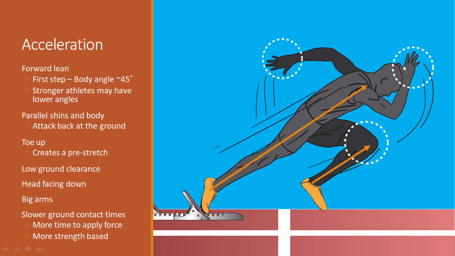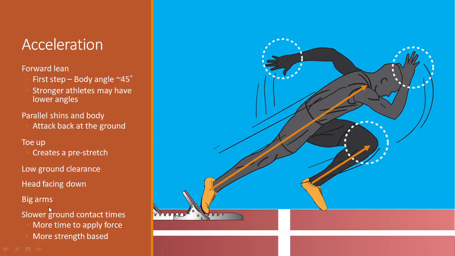The head's facing down, so his eyes are pretty much facing the ground, and it's not that he's intentionally bending his neck to look down. His head's still in a fairly neutral position. It's just that because of his body angle, we want his head to face down. If he's looking up and straight, he'll be extending his neck, which we don't really want. We want that nice straight line from ankle all the way to the head.